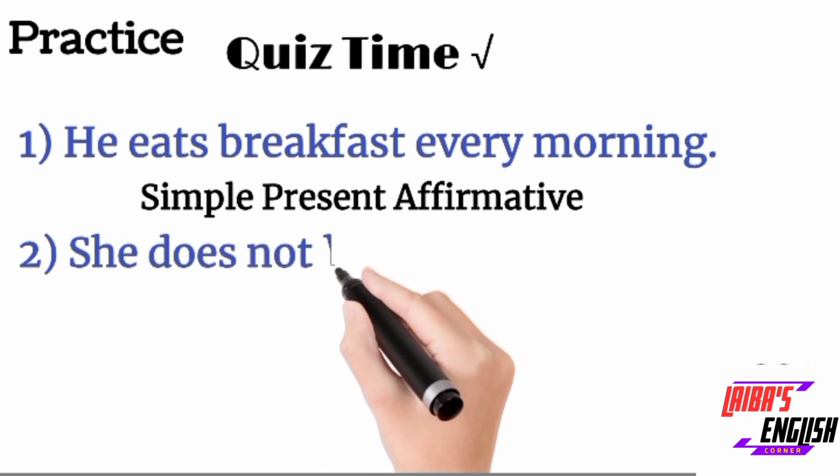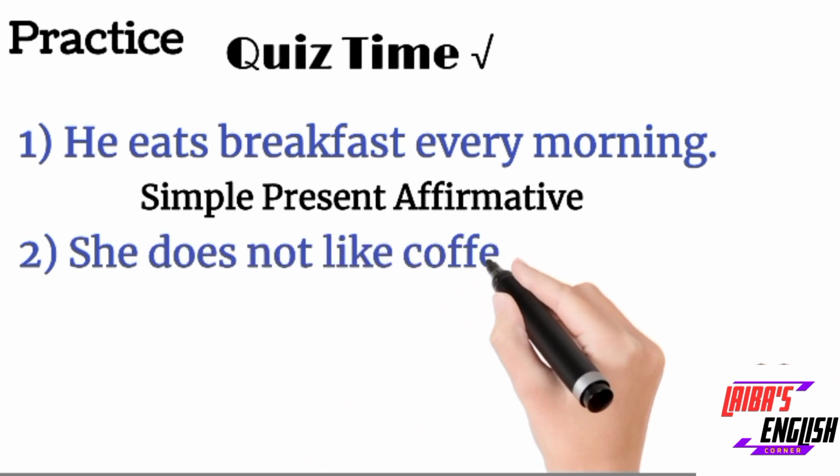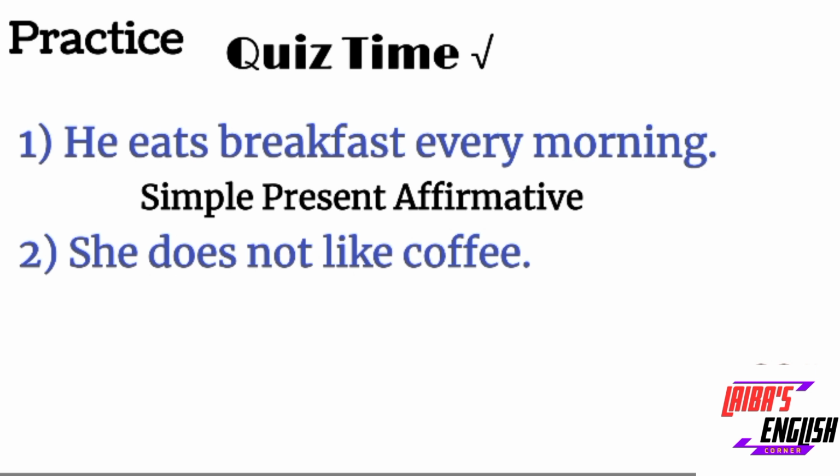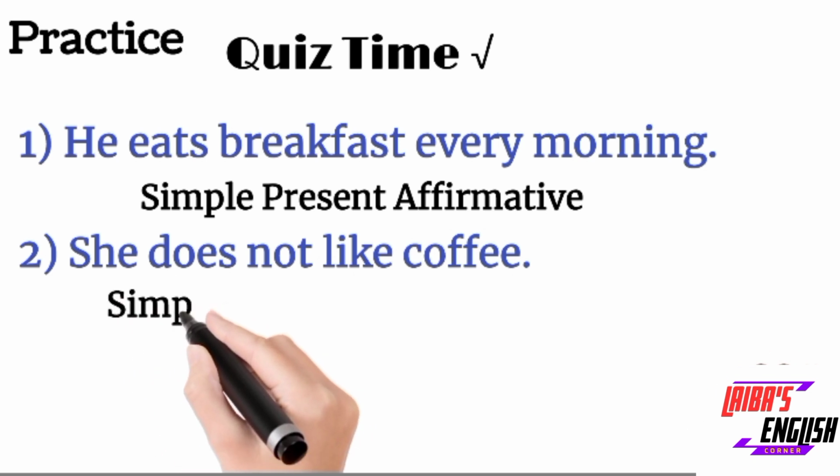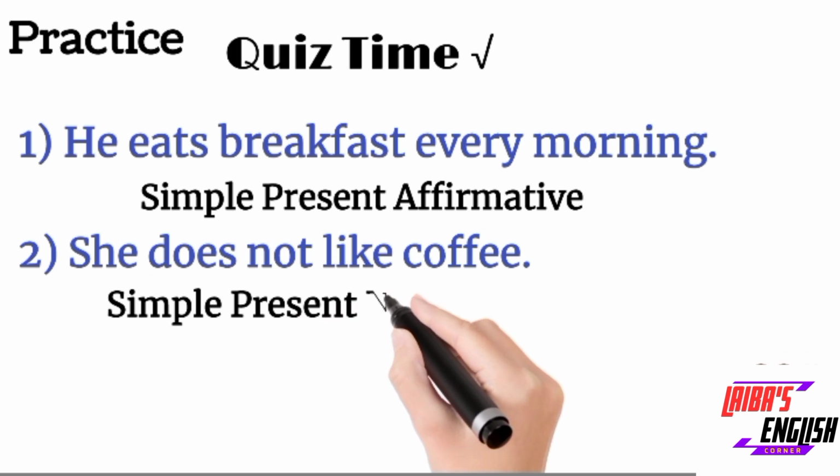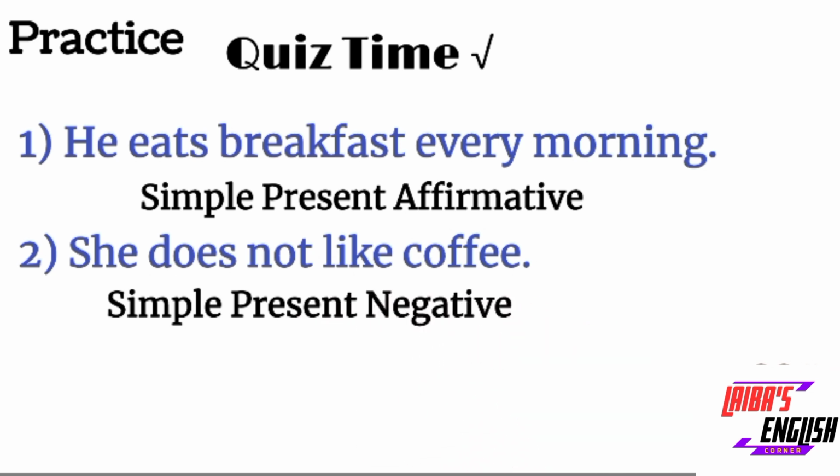Second example is: she does not like coffee. So does is a helping verb of present tense and not is used, so it is a negative tense. So what will the answer be? Yes, the answer will be simple present negative tense.